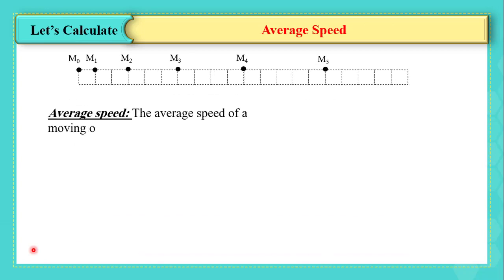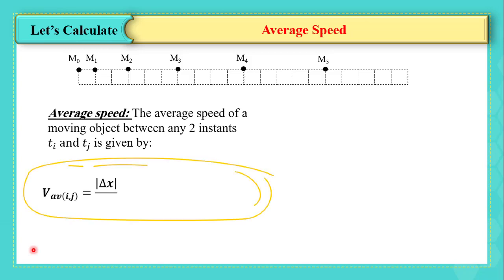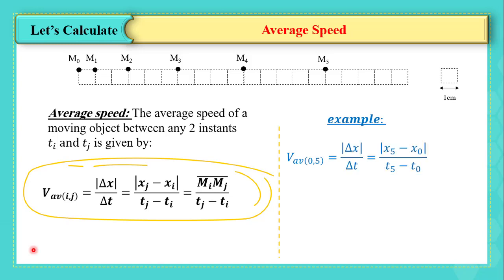The average speed of a moving object between any two instants ti and tj is given by V average of i and j, which is equal to the absolute value of delta x divided by delta t, which is equal to the absolute value of xj minus xi divided by tj minus ti, which is equal to the distance between mi and mj divided by tj minus ti. Let's take the following example.